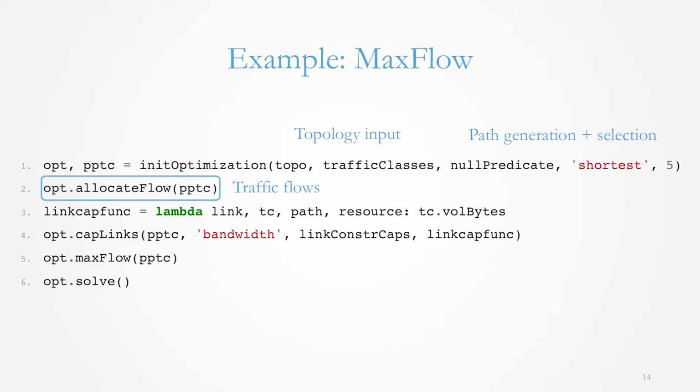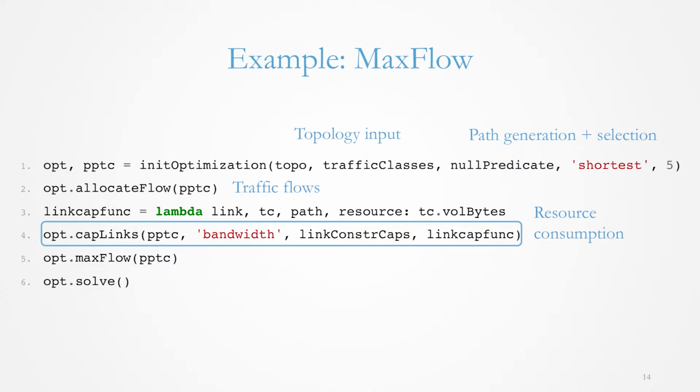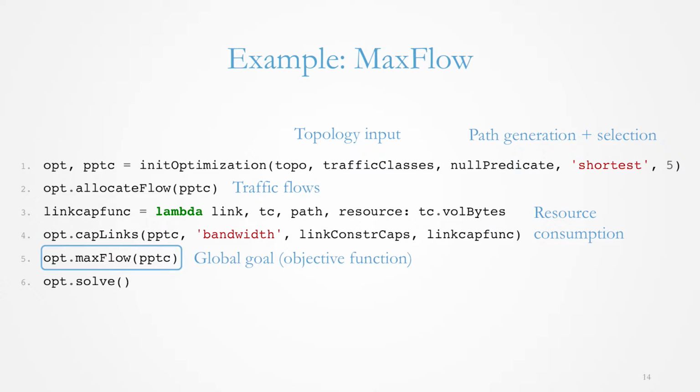And then you proceed to create essentially your problem. You're saying, I'd like to allocate some flow from my source nodes to my destination nodes. Then you create a little function that dictates how resources are being consumed in the network. In this case, this is just bandwidth. And then you say, OK, we would like to cap our links, right? Who likes overloading their links? After this, we just set the global objective, which is MaxFlow, and then we solve the optimization. 6 lines, you've got yourself a MaxFlow problem.